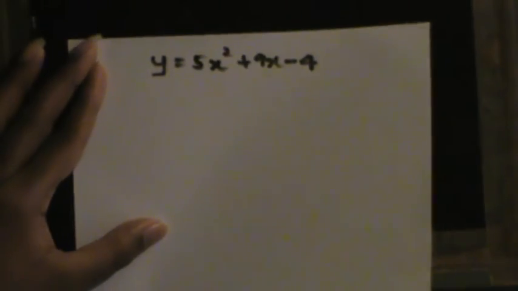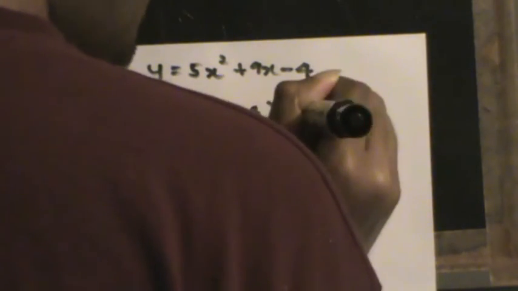If you are given some function like this, y equals 5x squared plus 9x minus 4. Right? y equals 5x squared plus 9x minus 4. So you know that the multiplication, the product, is 20 and the addition is 4. So you will get something like this: 5x minus 4 times x.